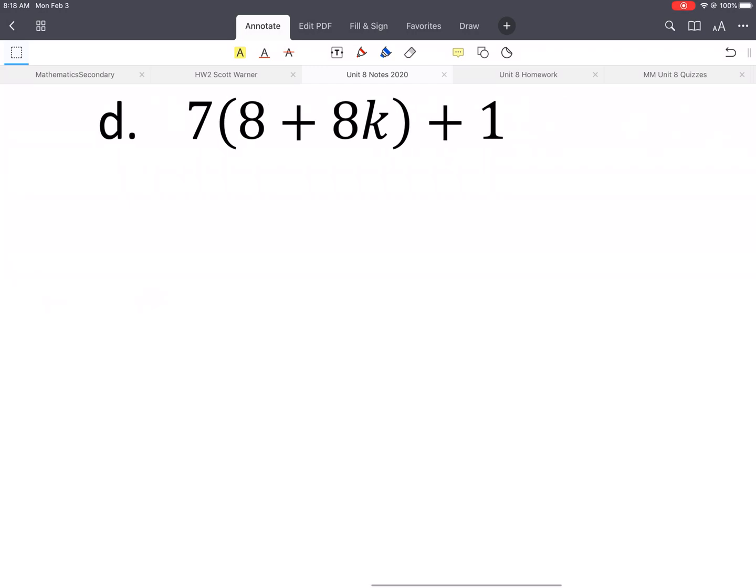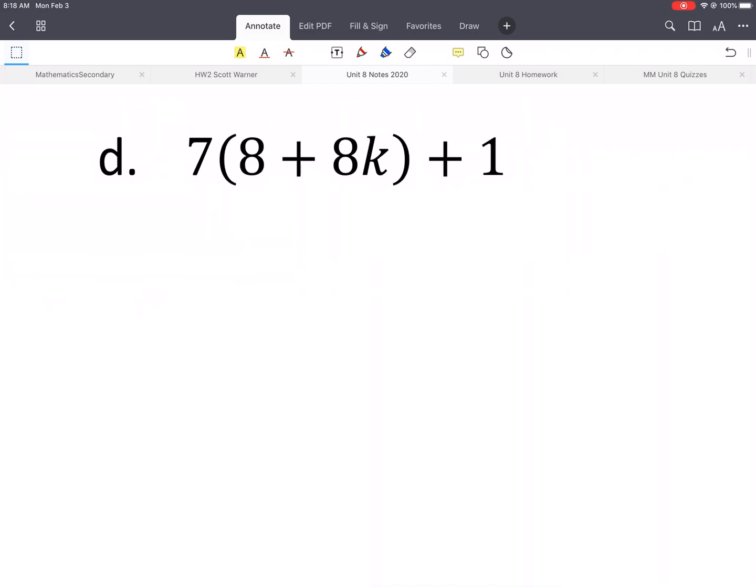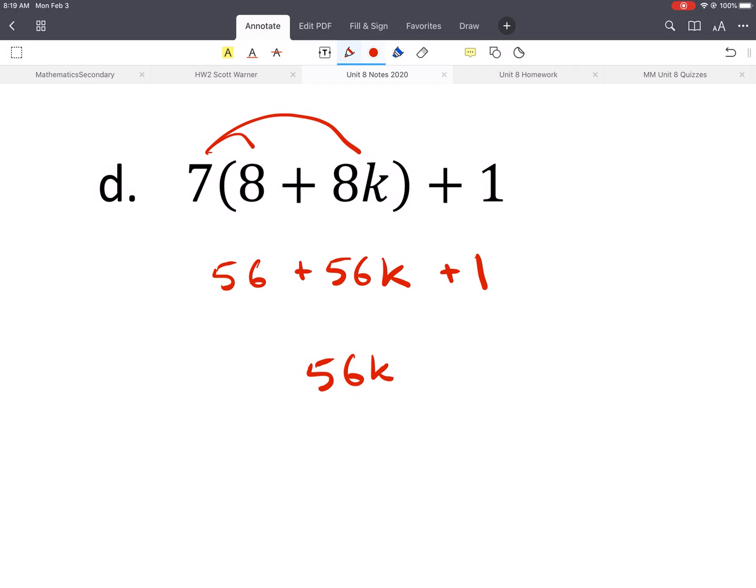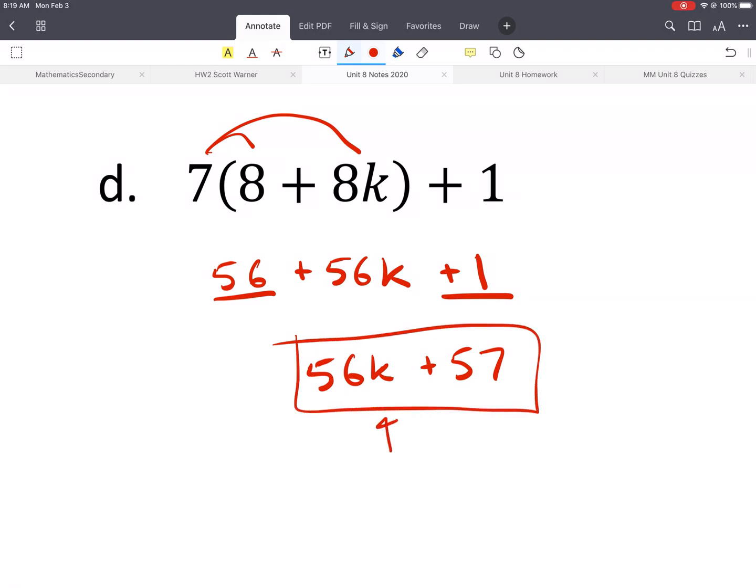All right. Here, same sort of thing. Pause and see if you can do this. 7 times 8 is 56. And then we've got 7 times 8 again, so plus 56k. And then we have plus 1. Combine like terms will give us 56k. And then our constants, that gives us a plus 57. Again, make sure we have the highest exponent first, and then our constant at the end.